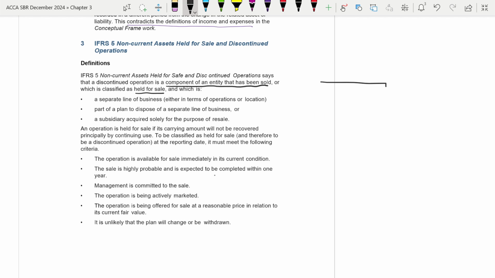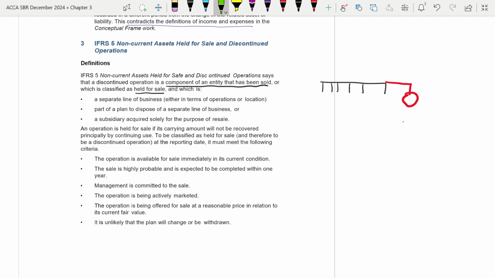What I told you in the beginning, a company will have different divisions, maybe 5 or 6. You are going to sell a separate line of business. A company will have different lines of businesses, and you are selling a separate line of business. That is held for sale: a component of an entity that has been sold or is held for sale. Again, we are not covering the standards, we are going to apply the rules, okay?